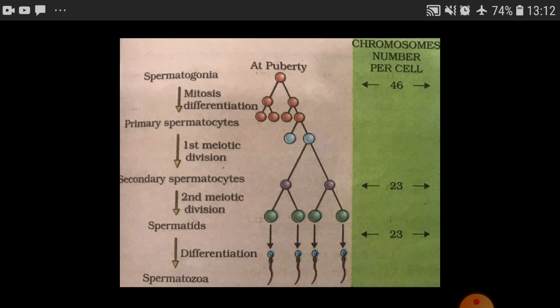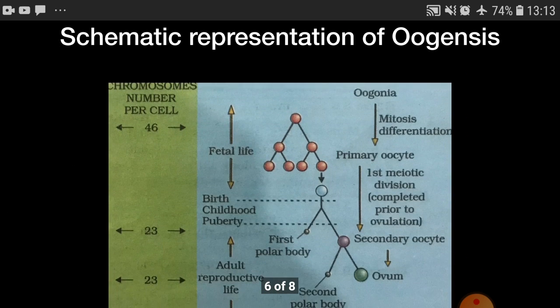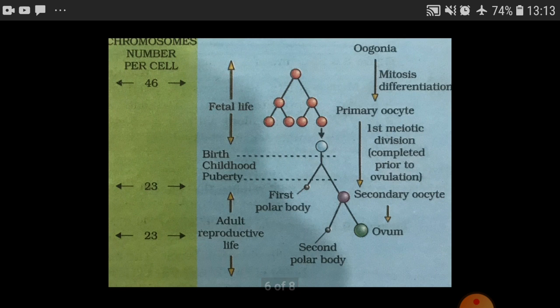The FSH acts on the Sertoli cells and stimulates the secretion of some factors which help in the process of spermiogenesis. Is that clear? So now we shift to the next one, that is oogenesis. Here you can see the diagram, the schematic representation of oogenesis.